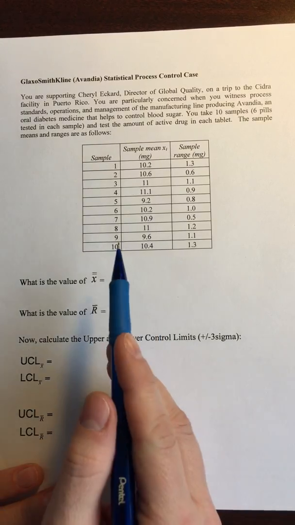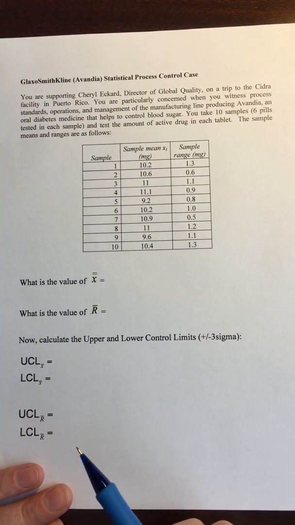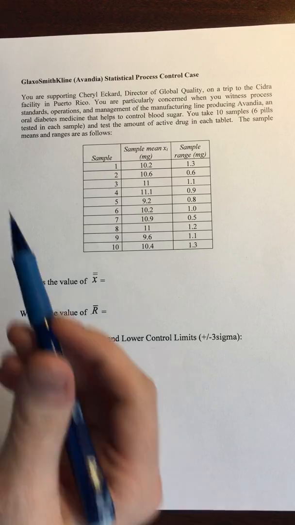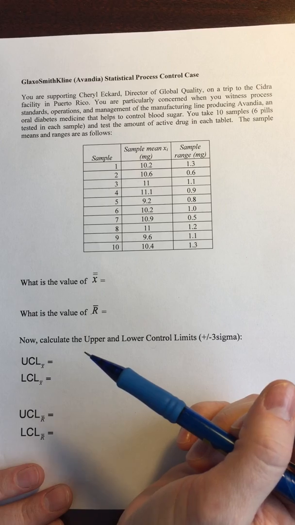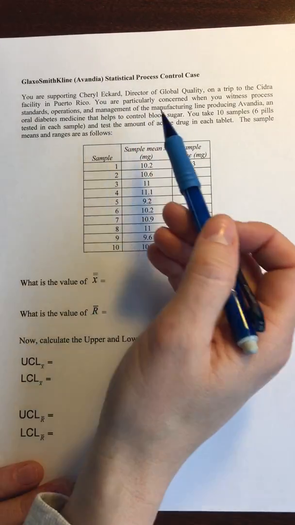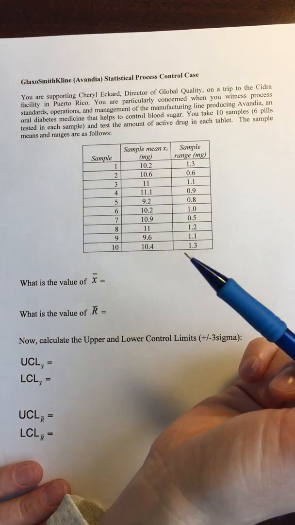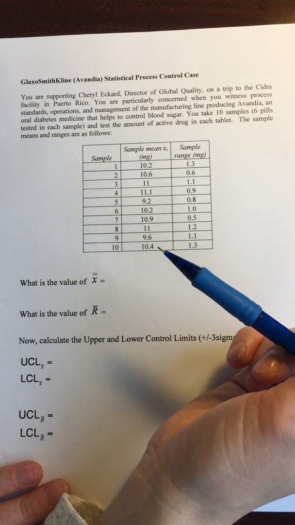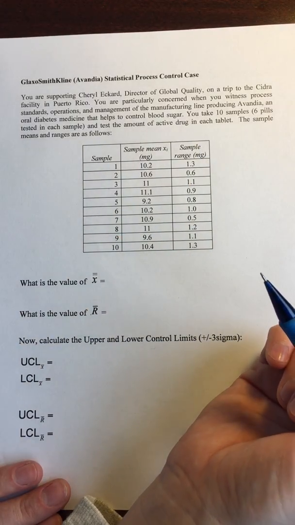So for this example that I'm going to walk through today, I've included a solved PDF on Blackboard as well. This is a simple example. I'm taking this from the 60 Minutes YouTube video that was posted as well, regarding Cheryl Eckert, who is the director of quality for GlaxoSmithKline, who went and investigated their Cidra plant in Puerto Rico and found a number of issues with their production process.